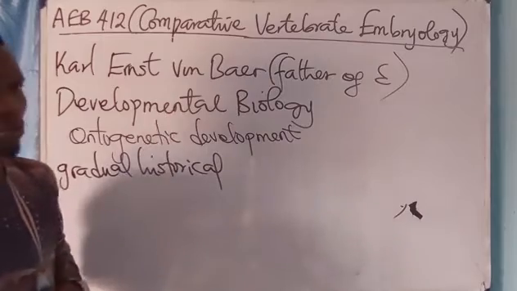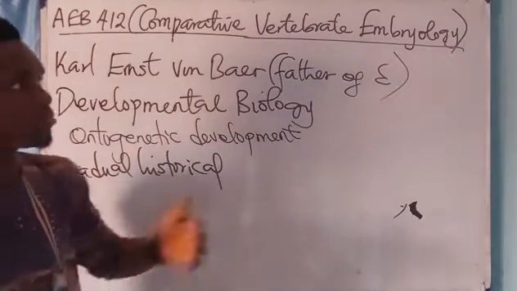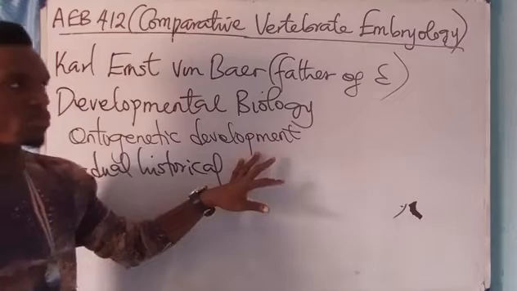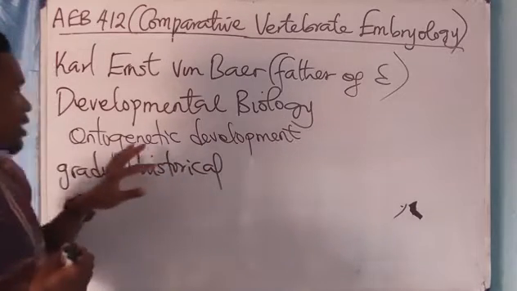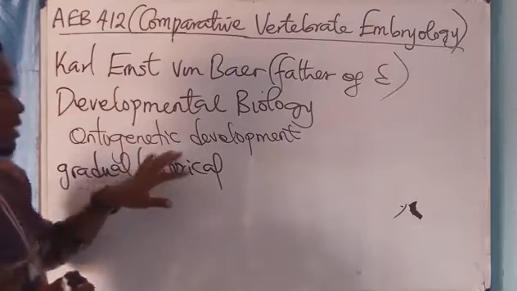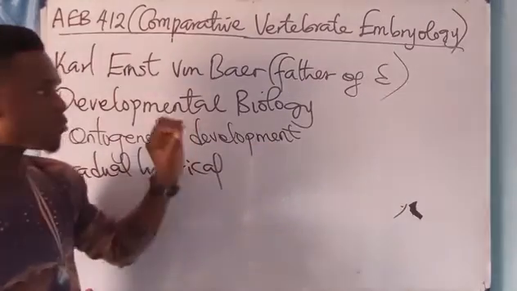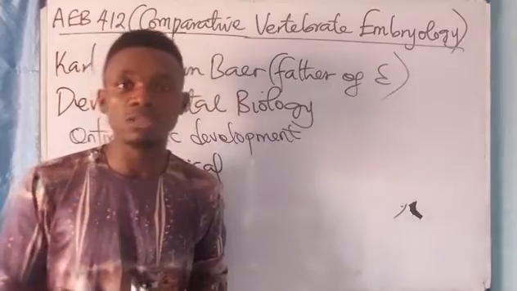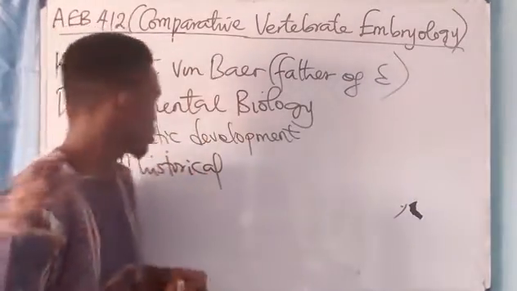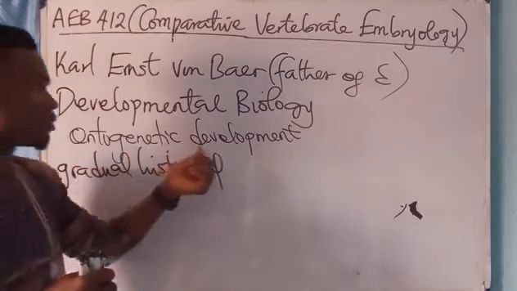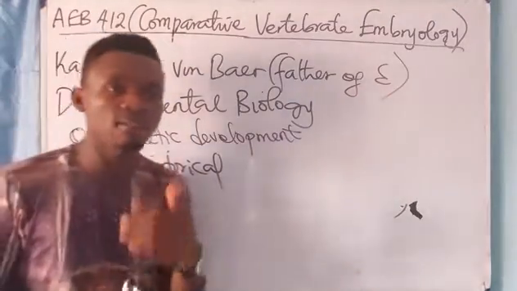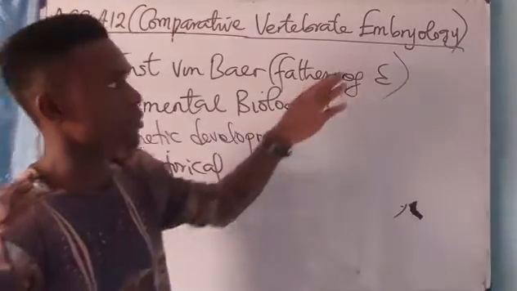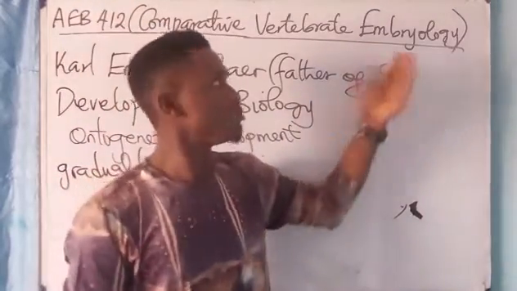So this is just an introduction to this course. Another meaning of embryology is the study of ontogenetic developments of organisms. Please, the most commonly known ontogenetic development occurs in multicellular organisms that undergo sexual reproduction, which means that ontogenetic development occurs mostly in organisms that have the ability to undergo sexual reproduction. Please take note of that. I've given the meaning of embryology, the father of embryology, and the meaning of embryo.